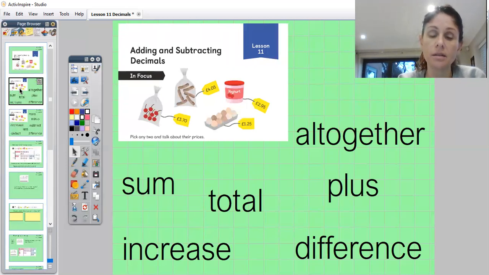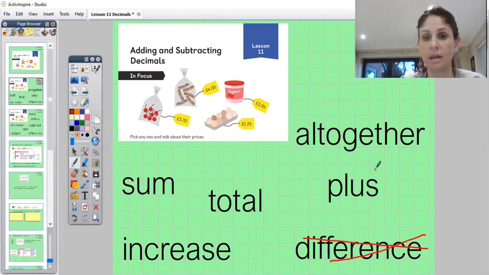Okay, so having a look at this here, I have put some language on here. Before we go any further, I want you to look really carefully at this page and see if you can spot the odd one out. There's a word on there that doesn't fit. Hopefully you have spotted it. It's this one here. Difference does not fit on this page because all of the others mean adding and this one means subtract. So we don't want to use that one. We need to save that one for when we're thinking about subtracting. So let's just quickly talk through this vocabulary so that you are sure that you understand it.